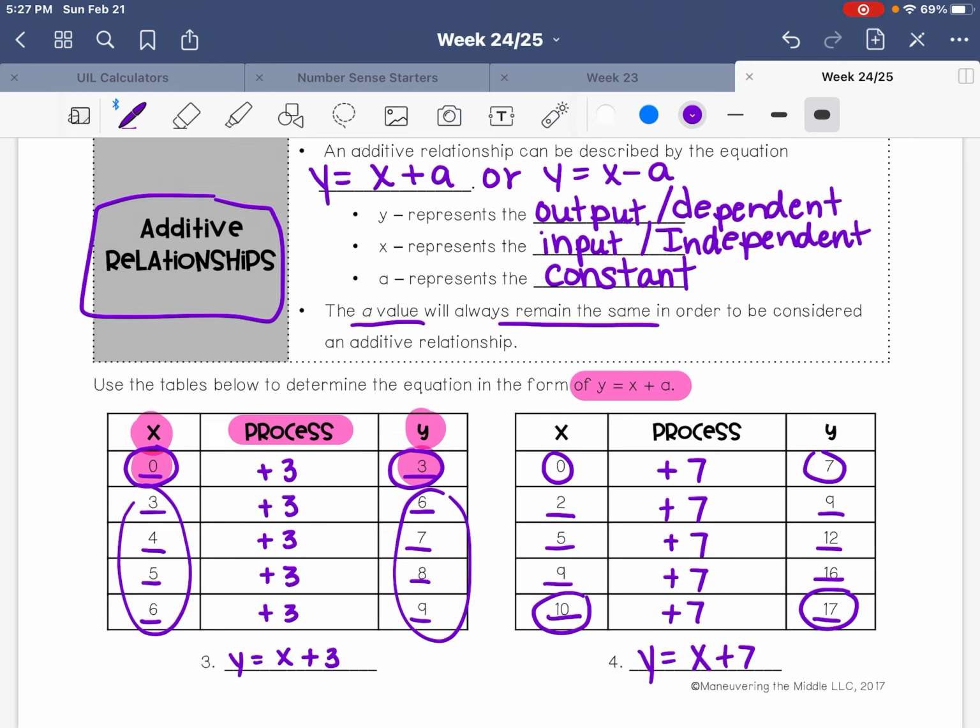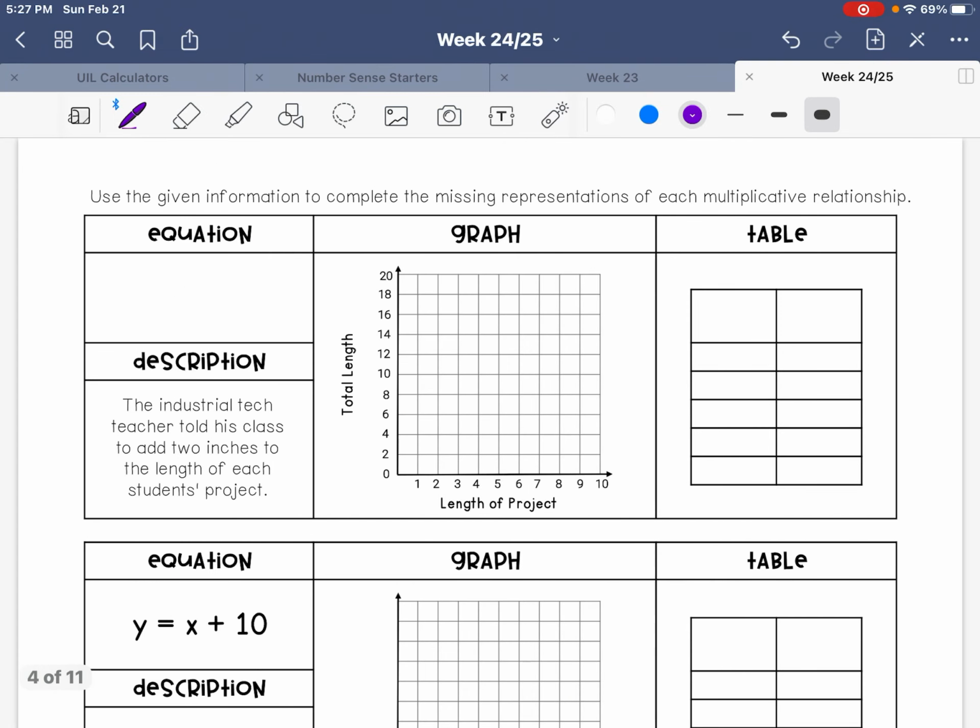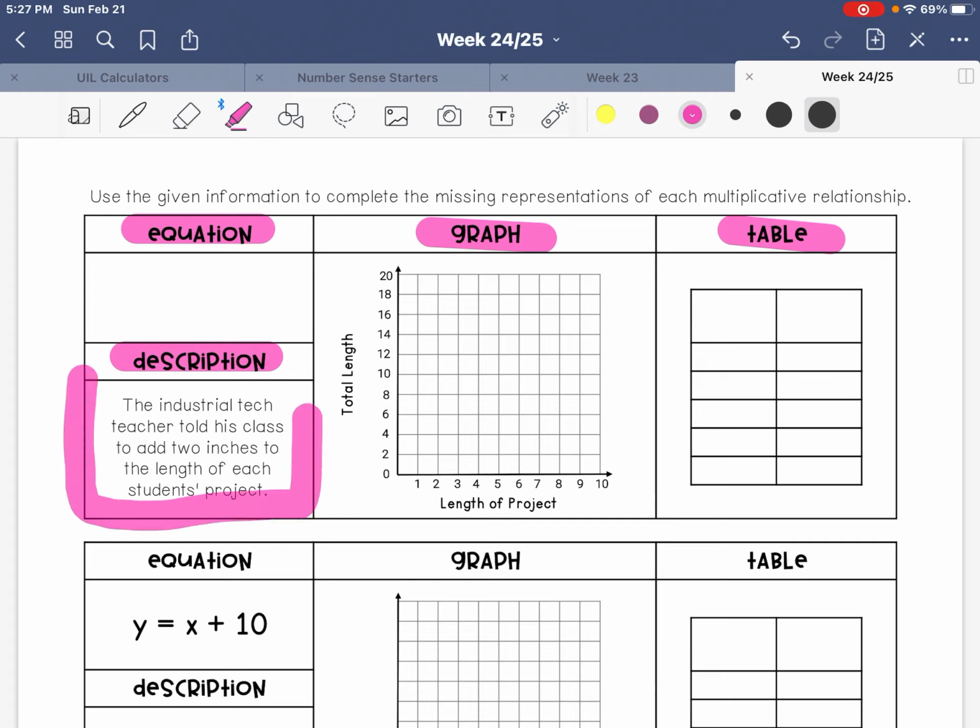All right, let's turn this paper over to the back if you have the paper. And we're going to do the same thing we did with multiplicative relationships. We're going to do all the different representations of the relationship. There's the equation, a graph, a table, and then of course there's always going to be a word description. So let's look at the word description here, because that's the one thing that they gave us so that we can make the graph and the table and the equation from it.